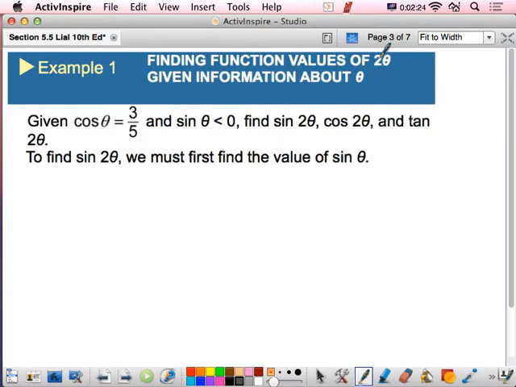So let's find the sine of 2 theta first. To do that, we're going to have to find the value of single theta. There's only one formula for sine of 2 theta, right? What is it? We know that the sine of 2 theta, or the sine of 2a, always equals 2 times the sine of 1a cosine of 1a. But in this case, we're not using a's, we're using thetas.